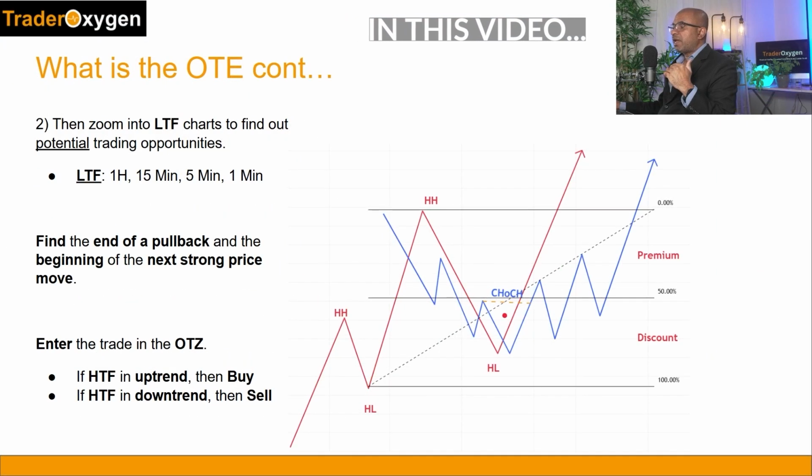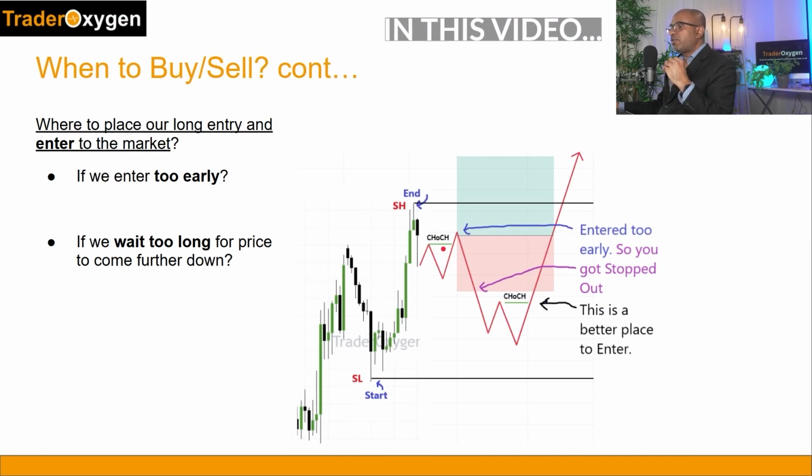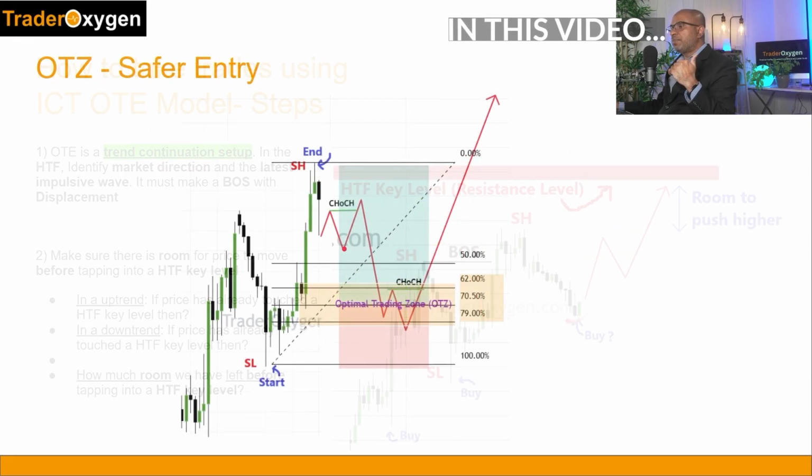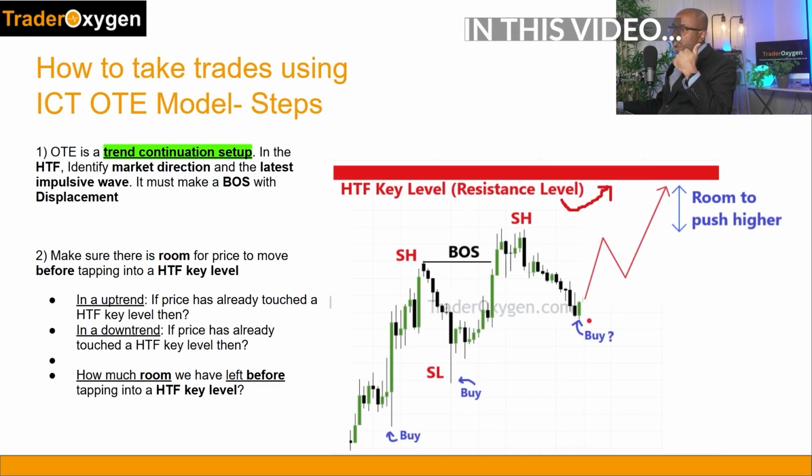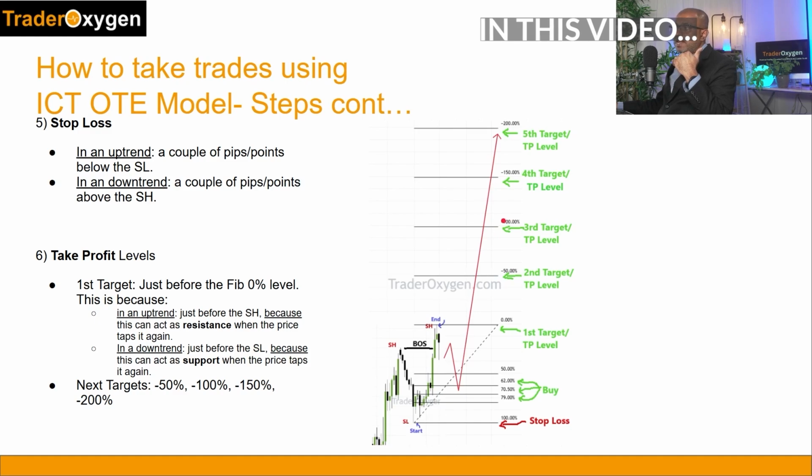Find a change of character or market structure shift. Like to trap traders and then use those traders' stop loss as a liquidity hunt. Smart money and the algorithm, there's a high chance you get stopped out. Before you buy here, what you are checking is the third take profit at Fib minus 100.